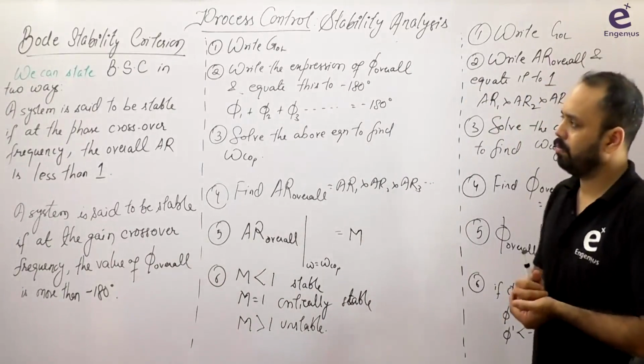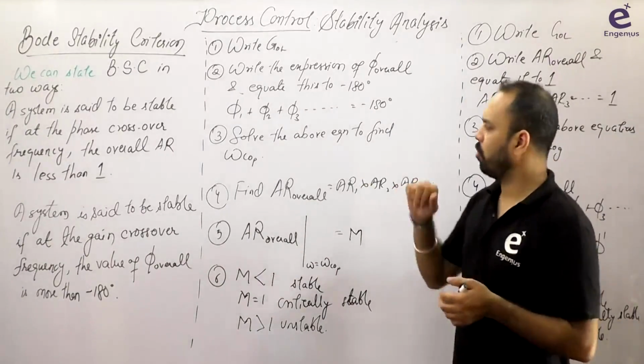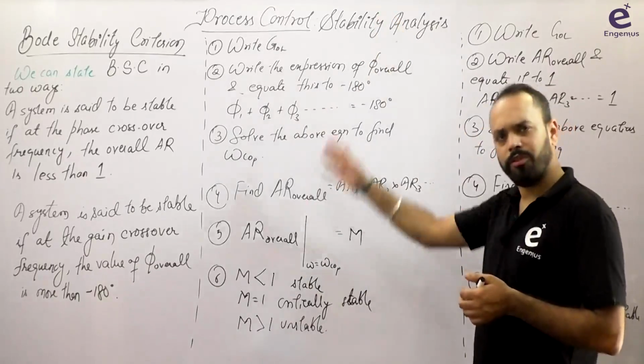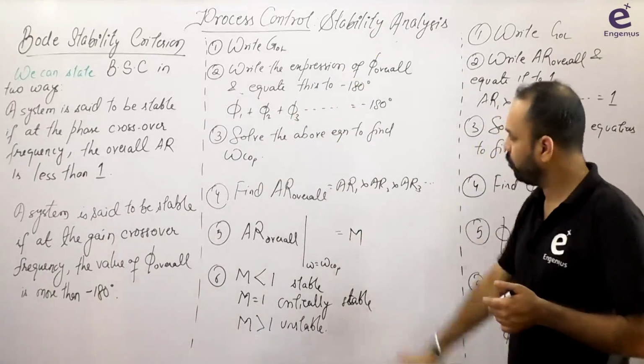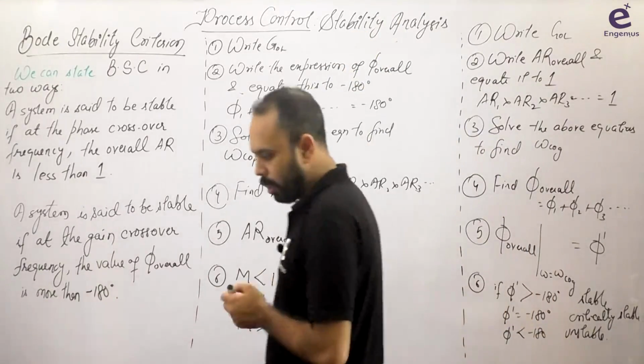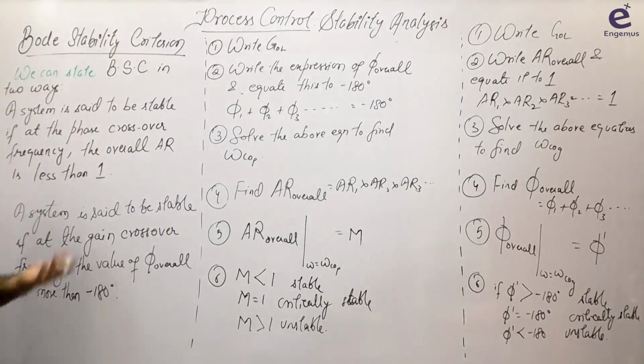And in the past questions, in all the GATE problems, they generally give you the phase crossover frequency. So they generally want us to calculate with the method of phase crossover frequency. So I will follow this method to solve the problem. Right. So this is how you approach, this is how you check the stability of a system.